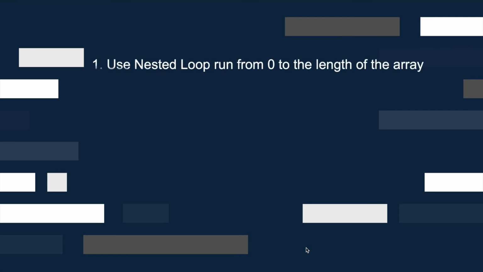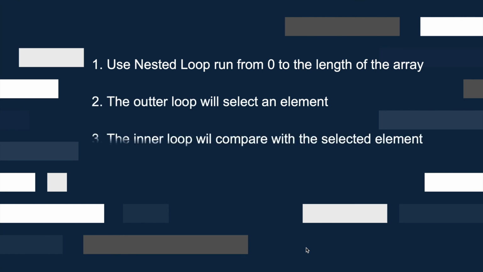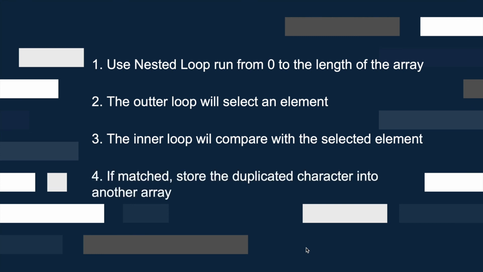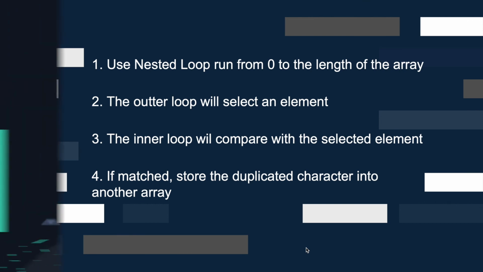In summary, to solve the problem, we will use a nested loop running from 0 to the length of the array. The outer loop will select an element and the inner loop will compare with the selected element. Then, if matched, we will store the duplicated character into another array and print it out.